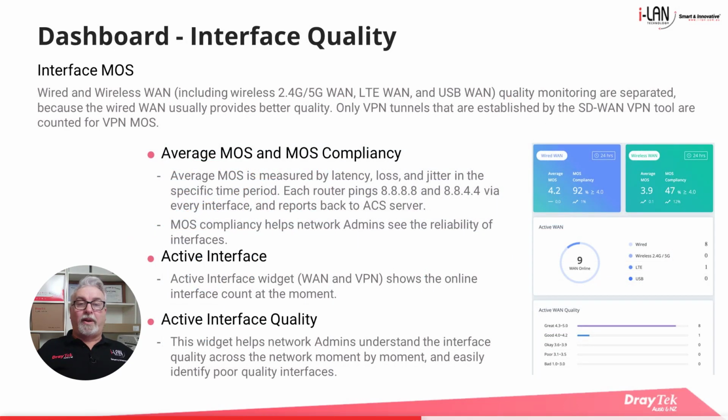The WAN is separated into two, that is, wired and wireless, because wired is usually more reliable than wireless. Keep in mind that the VPN MOS at this stage is only for VPNs created by the SD-WAN VPN tool. A score of 5 means very good quality, and typically you'll want to be seeing something between 4 to 5 there.